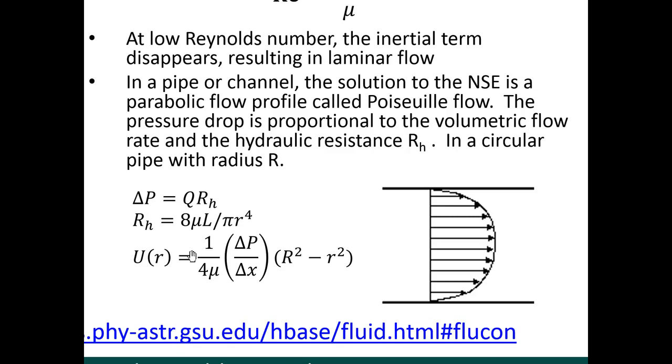This equation describes the velocity profile as a function of r, the radius. This is flow through a circular pipe, so the flow depends on the radius. You can see in this equation that the maximum velocity will happen when r equals 0, so when you're at the center of the pipe. This term goes away and you reach a maximum velocity of 1 over 4 mu times delta P over delta X times r squared. This delta P over delta X is the pressure gradient.